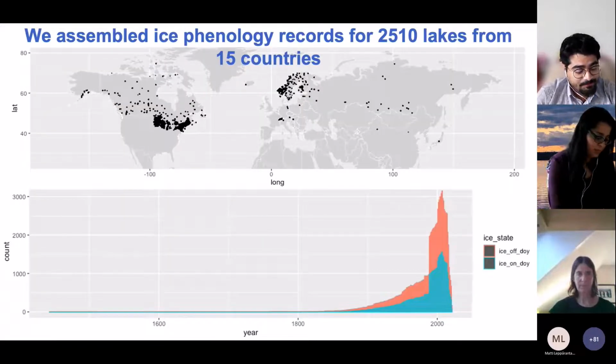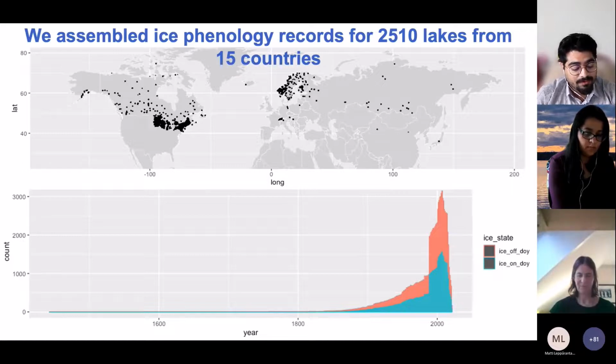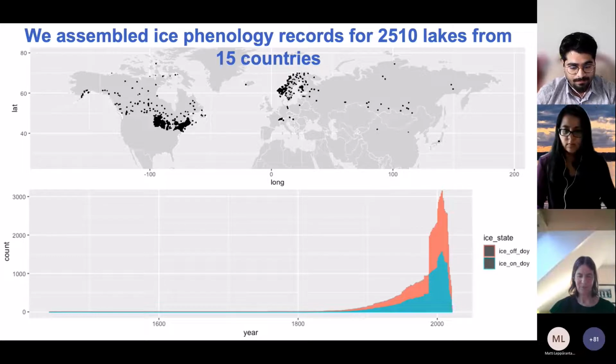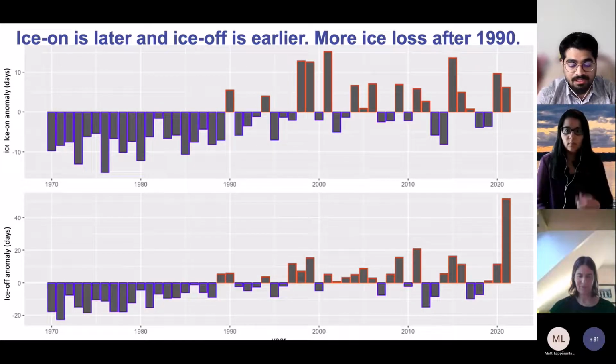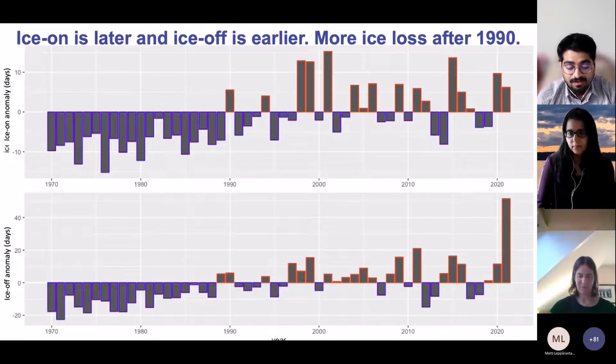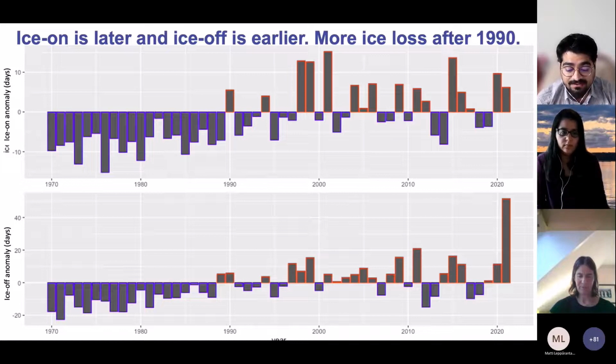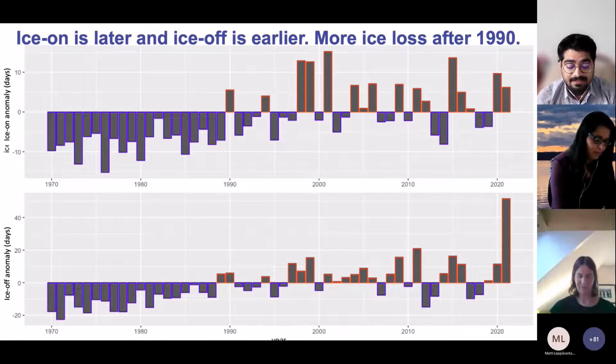For this study, we collected in situ ice phenology data for over 2,500 lakes. Our time series ranged from 1443 to 2021. This panel shows ice on and ice off anomalies as deviation in days from the average date for these two metrics calculated over the last 50 years.